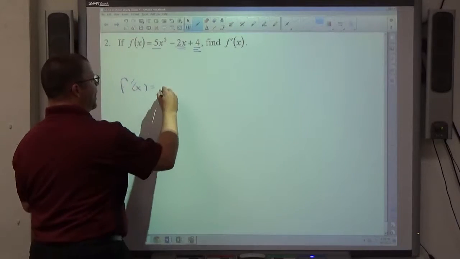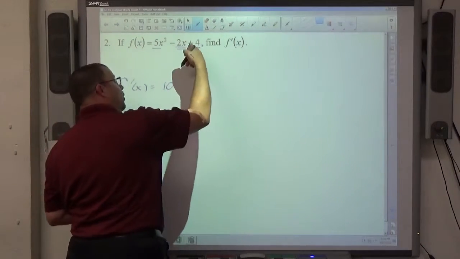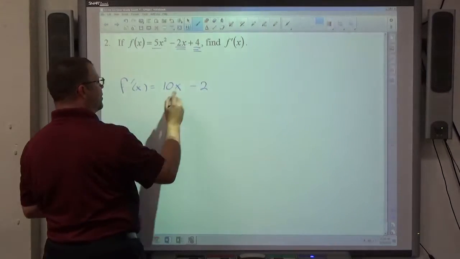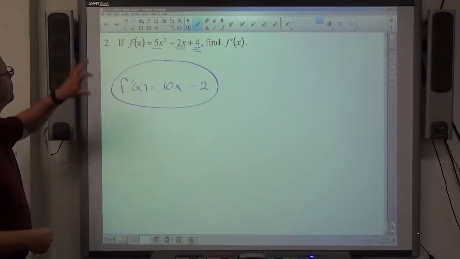2 times 5 is 10, x to the first power. 2 times x, so it's 1 times negative 2 is negative 2, x to the 0, which goes away. Derivative of a constant is 0. f prime of x is 10x minus 2. It will be just that easy.